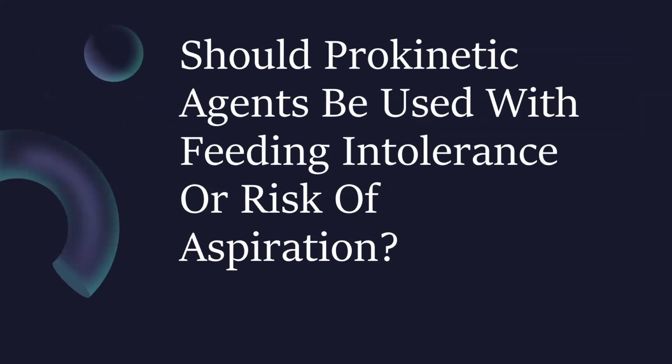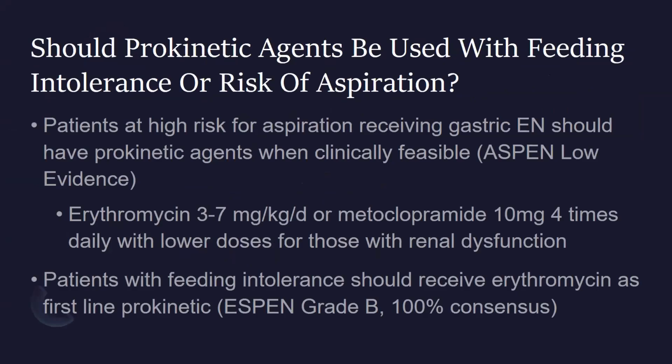All right, I think I have 2 more questions to be answered here. So the next one is, should prokinetic agents be used with feeding intolerance or those at risk of aspiration? And the Americans and Europeans approach this differently. So the Americans talk about that high risk of aspiration group, which we remember is all the patients at risk of aspiration, which is most of our patients. And they actually go on to say that any patient at high risk for aspiration getting gastric enteral nutrition should be empirically started on prokinetic agents when feasible, which is not something I've done because I think the majority of my ICU patients would then be on prokinetic agents.